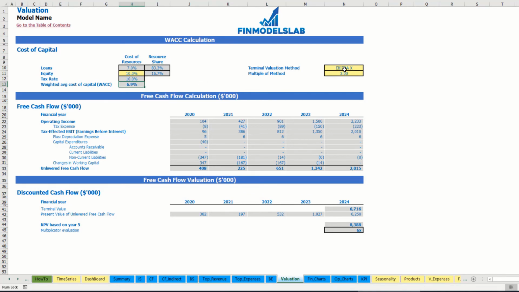In the valuation model there are 2 valuation methods, which are EBITDA multiple and revenue multiple. You may select one of them, and below you may input the multiple for the method. Based on this information we can see terminal value, which is calculated on unlevered free cash flow. You may see the present value of unlevered free cash flow, NPV, and multiplicator valuation for this particular company.